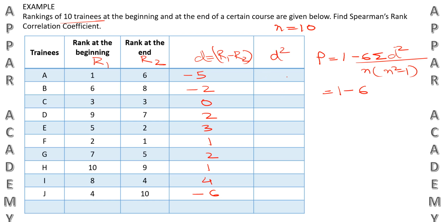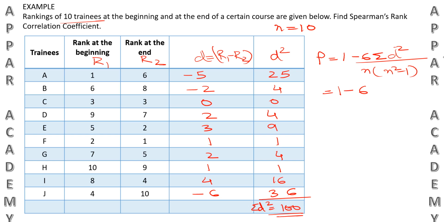Right? So let's just square these up. 25, minus 2 into minus 2 is 4, 0, 4, 3 into 3 is 9, 1, 2 square is 4, 1 square is 1, 4 square is 16 and 6 square is 36. Right? Now after this we need a summation of this d square. So summation d square is equal to, we need to just add these up. Adding this up will give us 100. Right?